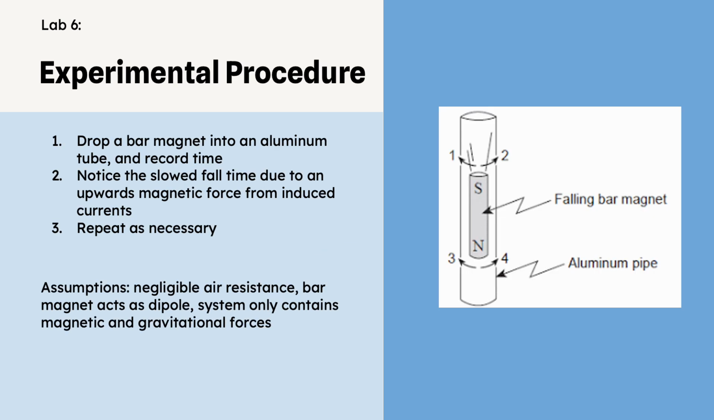The experimental procedure for this lab was to drop a magnet into an aluminum tube and record the time, but we noticed that the fall time was significantly slower than what you would expect, and this was due to an upwards magnetic force from induced currents. We repeated this procedure as necessary, and to the right you can see a little diagram. We made the assumptions that there was negligible air resistance, the bar magnet was acting as a dipole, and the system only contained magnetic and gravitational forces.